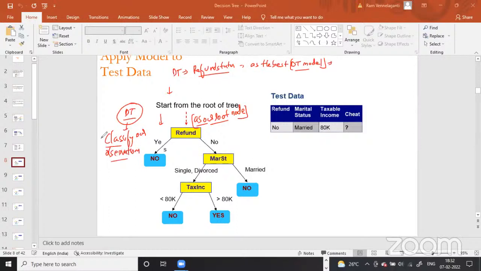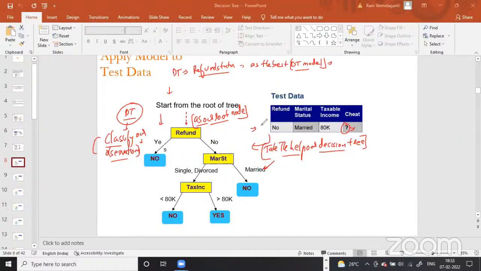So this is the decision tree we are going to use to classify our observations. For example, if somebody has given you this observation, you have to find out whether that person is a fraudulent person or not. So how are you going to do this? Simply take the help of our decision tree.